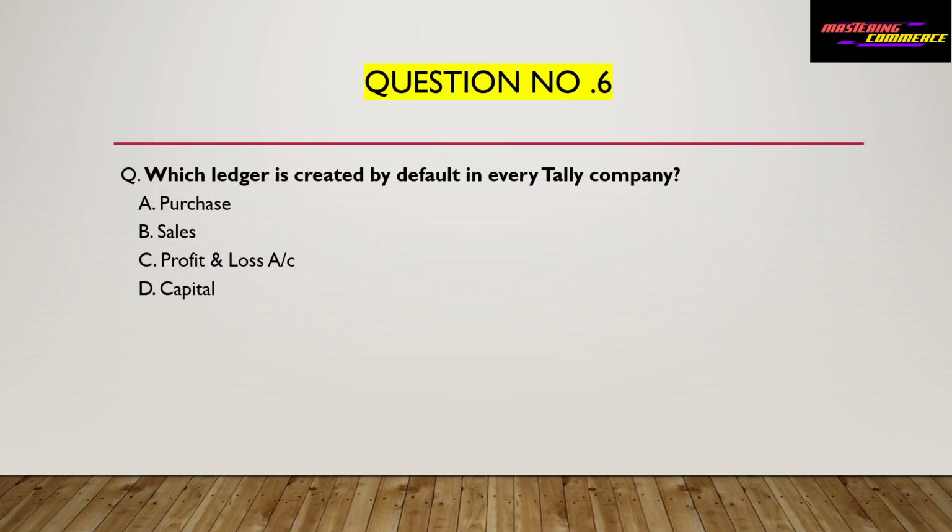Next question is which ledger is created by default in every Tally company? Purchase, sales, profit and loss account, capital. So here the correct answer is profit and loss account. C is the correct answer.